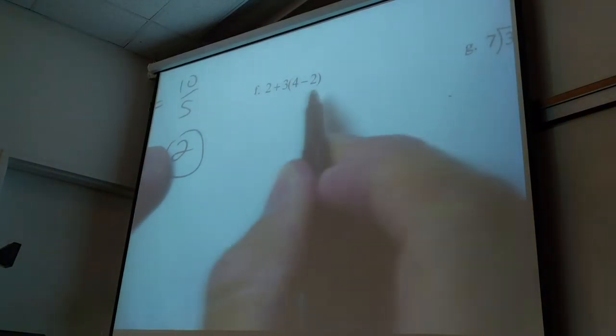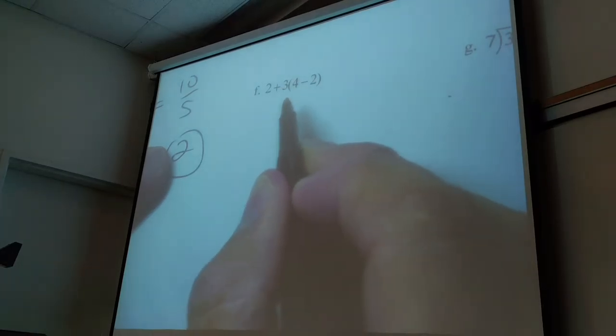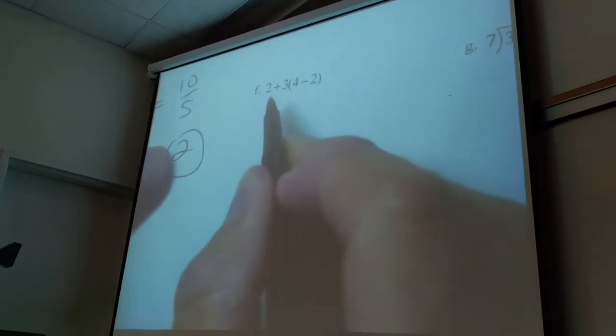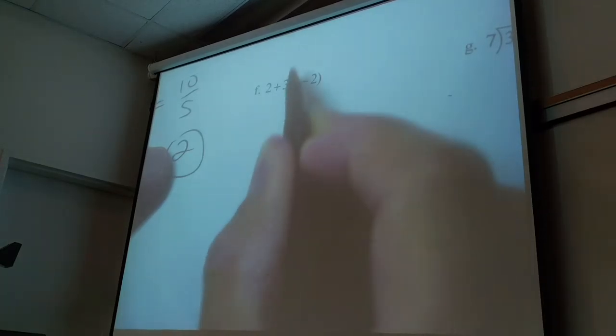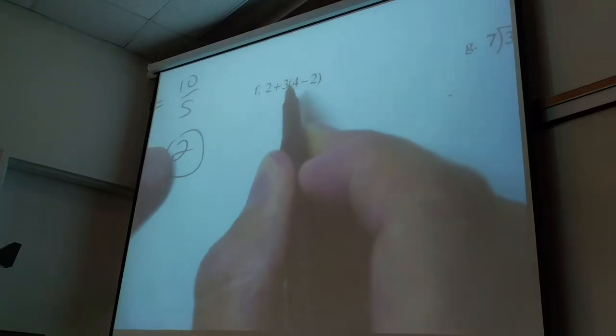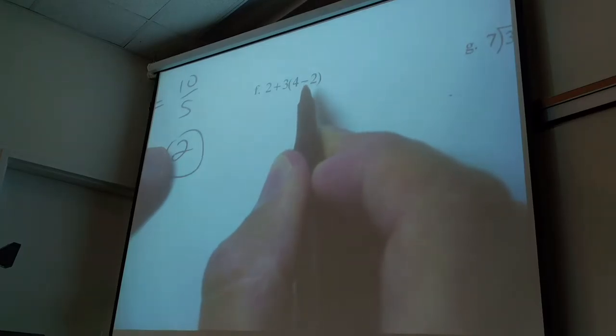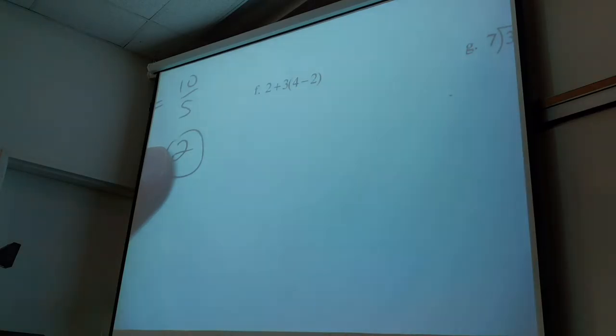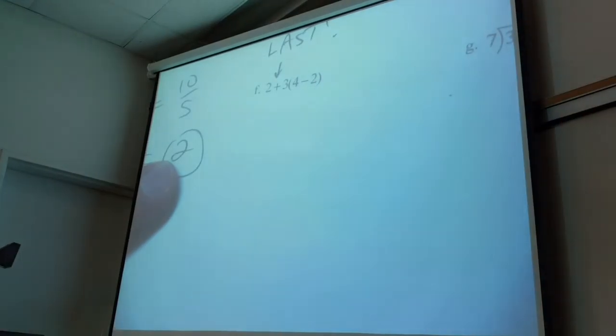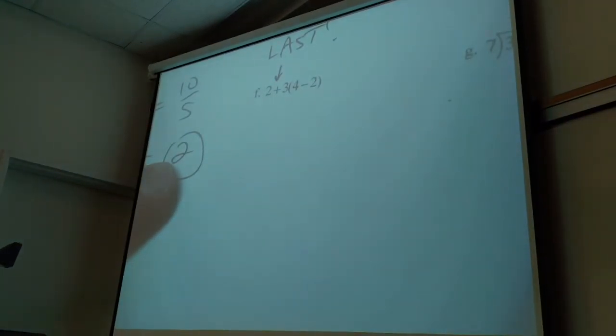We have parentheses. What all operations do you see? Addition, subtraction. Multiplication, good. Right here, this is multiplication, right? And subtraction inside. So what am I going to do absolutely last? Addition. It's way at the bottom. This addition gets done last. Okay. So it's not a bad idea to know ahead of time what you're going to do last.